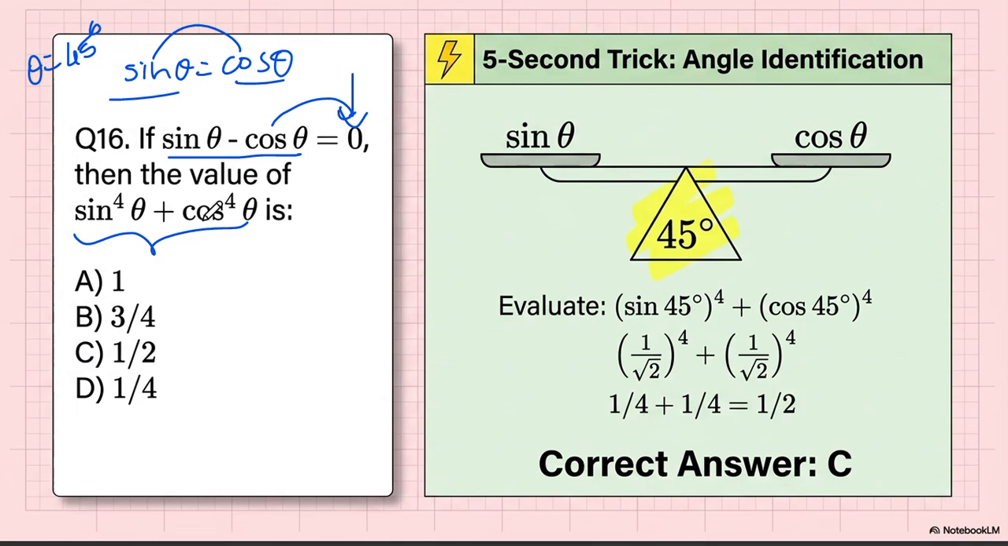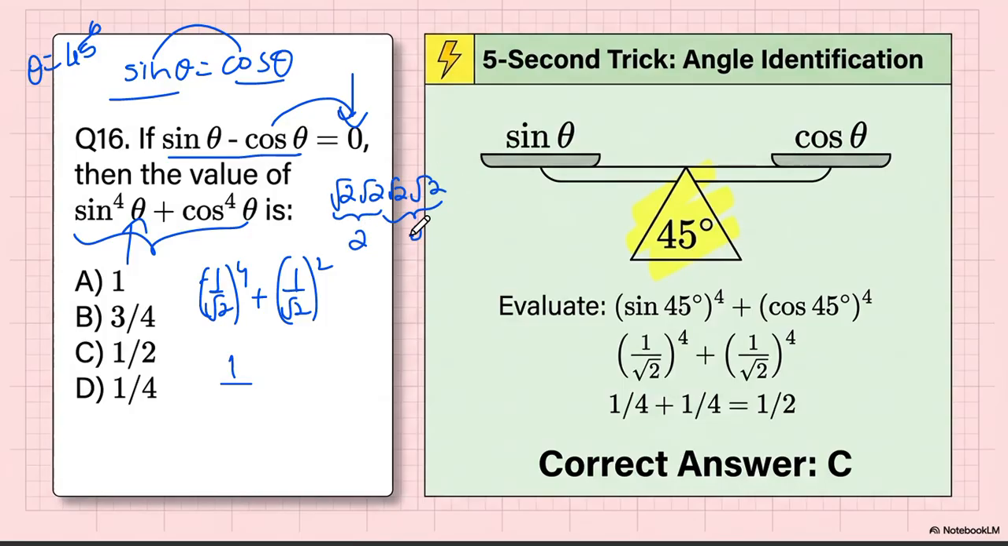So if we put the value of 45 here, sin 45 is 1 by root 2, so 1 by root 2 raised to power 4, plus cos 45, which is also 1 by root 2, raised to power 4. So 1 raised to 4 is 1 upon root 2 raised to power 4. Okay, so root 2 multiplied 4 times. So root 2 into root 2 is 2, again 2. So 2 into 2 is 4. So 1 by 4 plus 1 by 4 is 2 by 4. So if we cancel out, we will get answer 1 upon 2. So correct answer is C.